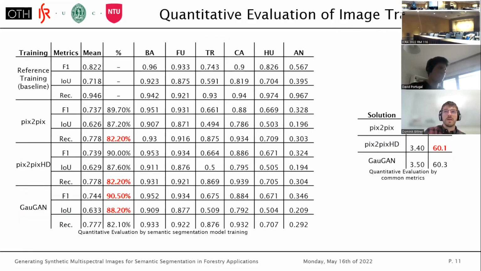In the quantitative evaluation, the F1 score, intersection over union, and recall are used as metrics to measure the accuracy of a classifier model, or in that case, a semantic segmentation model. Besides them, inception score and Fréchet inception distance, or short IS or FID, are chosen as common metrics to evaluate the generated images on themselves.